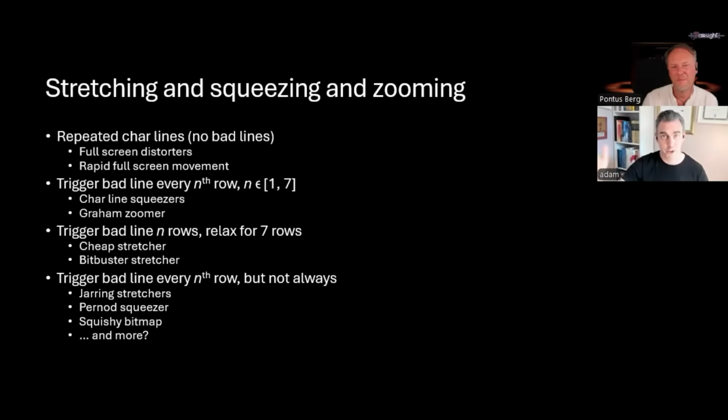Third one, trigger bad line for n rows, relax for 7 rows. The real killer application of that is the Bitbuster stretcher. Extremely cool. It has been done since the 80s, of course, but hasn't been done much in the meanwhile. So there is more to do there as well. And then we have number 4, which is kind of the cool one. Trigger bad line every n rows, but not always. And you get the Pernod squeezer. You can get those squishy bitmap effects and probably more.